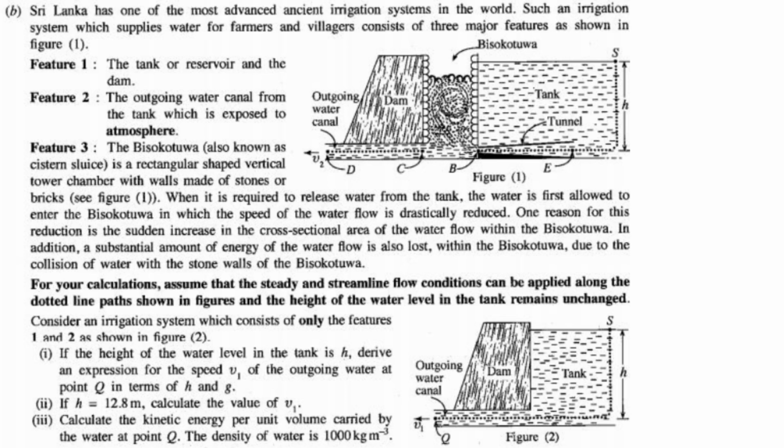Consider the irrigation system which consists only of features 1 and 2 as shown in figure 2. Part 1. If the height of water level in the tank is h, derive an expression for the speed v1 of the outgoing water at point Q in terms of h and g.